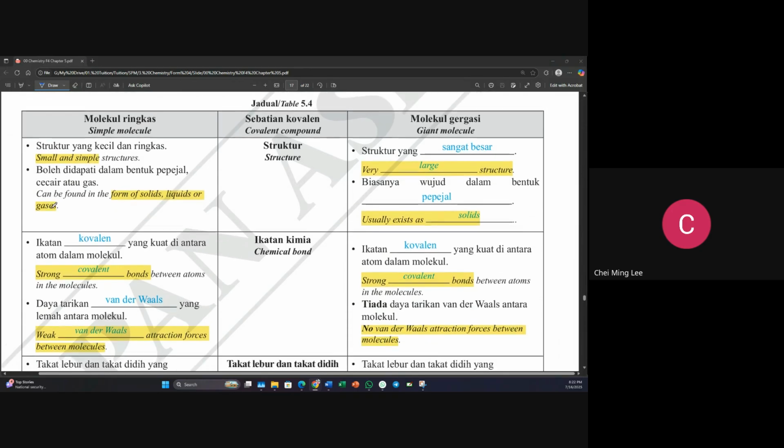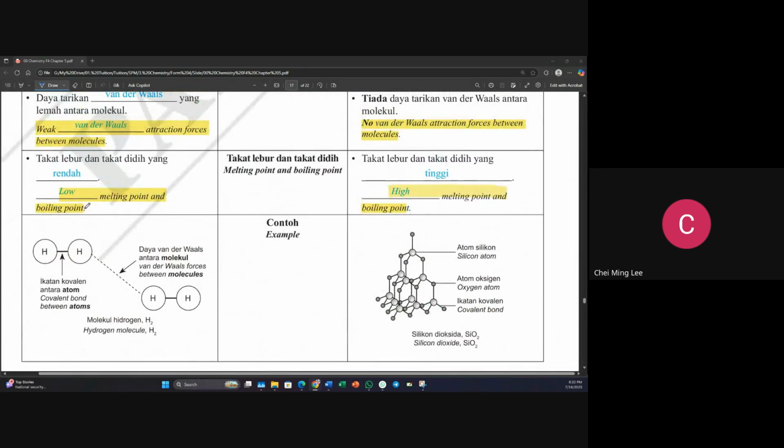Okay, now let's continue. For a simple molecule, because the bond is weaker, it has a lower melting point and boiling point. Because the bond is weak, it requires less energy to break the bond, so there is no need for a high temperature. Then a giant molecule has a higher melting point and boiling point because it has a stronger covalent bond. The example is the covalent bond between the hydrogen atoms and the van der Waals forces between the molecules of hydrogen.